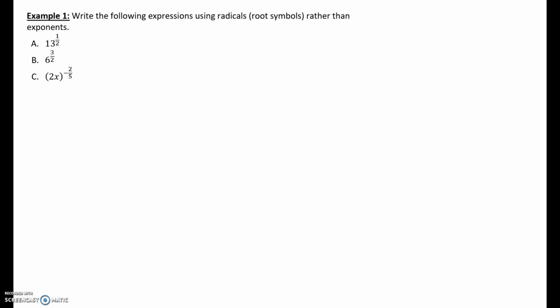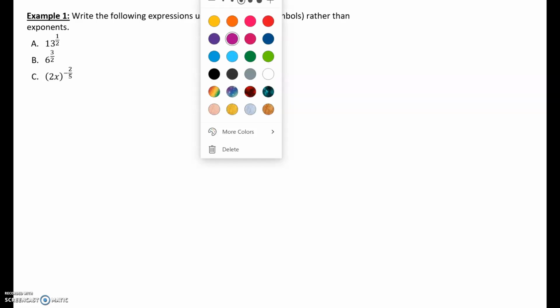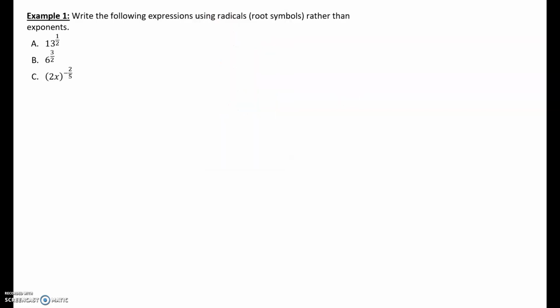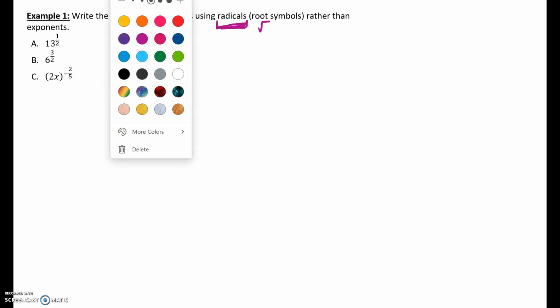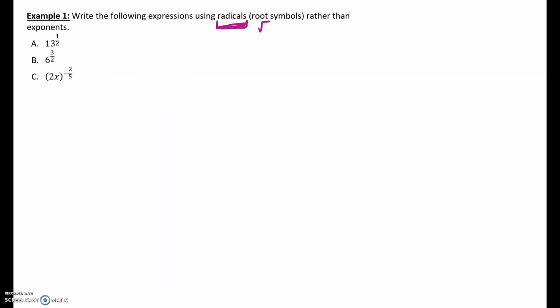Now, when we talk about roots, a more correct mathematical word for that would be radicals. Radicals are the square root symbols that we're used to seeing, okay? But the word for those is radicals, okay? So let's begin. And we'll start with A. That looks like the right size.